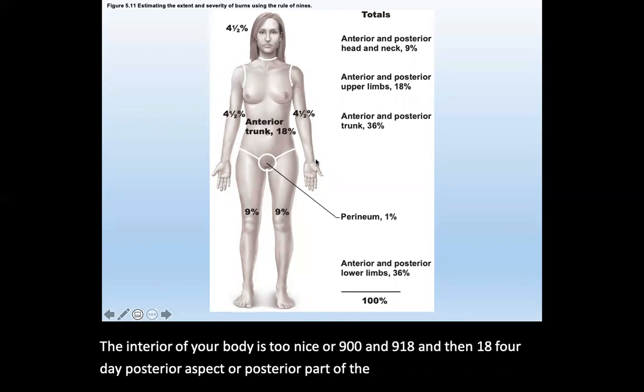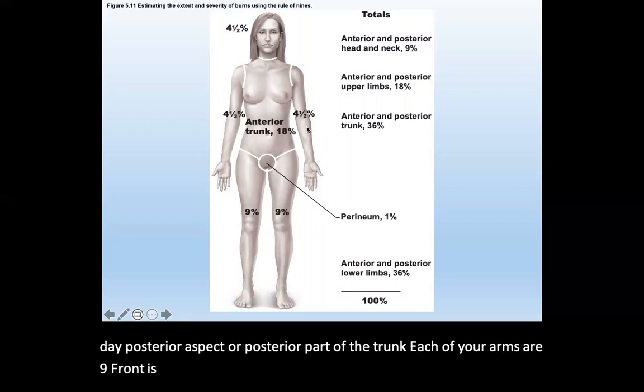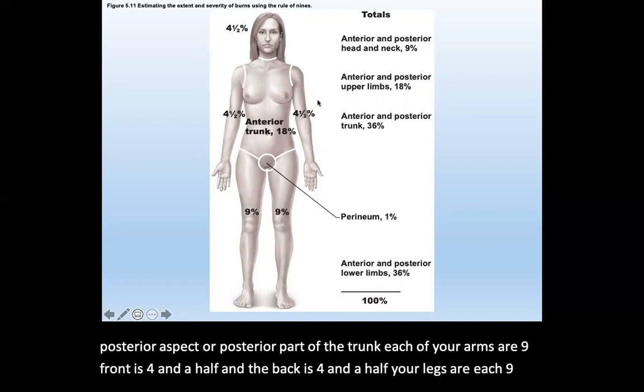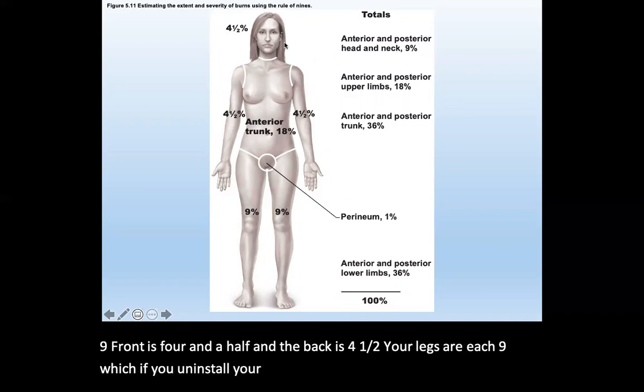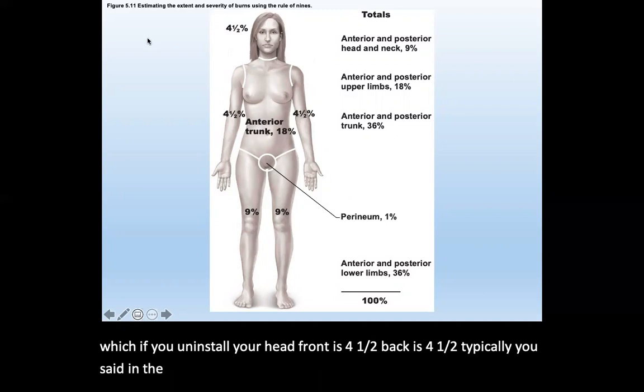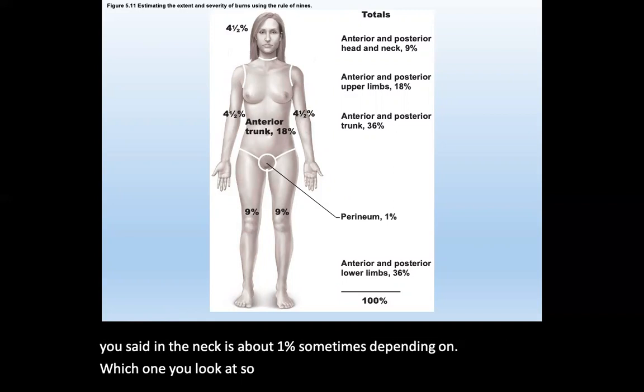Each of your arms is 9%, front is 4.5 and the back is 4.5. Your legs are each 9%. And then, sorry, your head front is 4.5, back is 4.5. And the neck is about 1% sometimes, depending on which one you look at. So sometimes the numbers are slightly different.